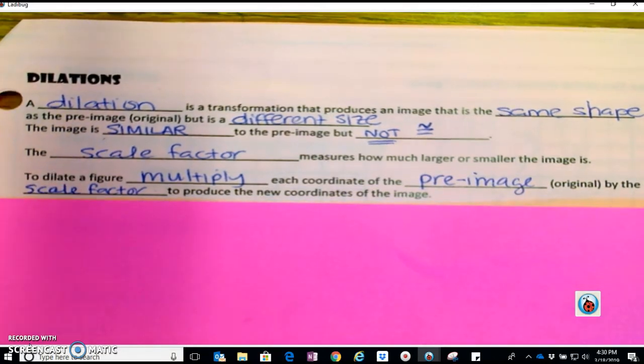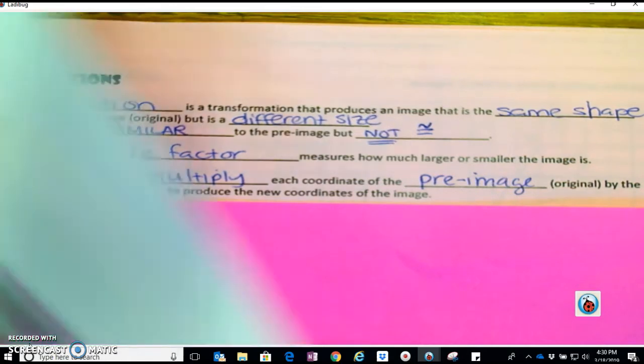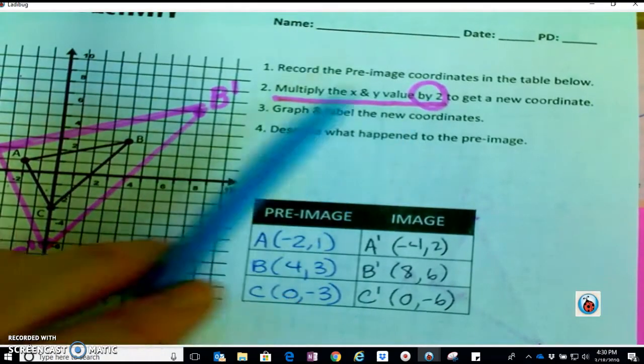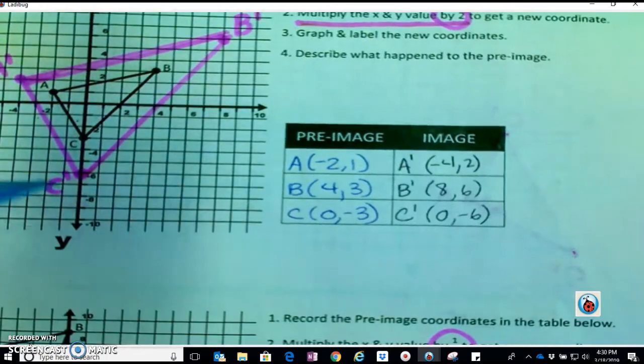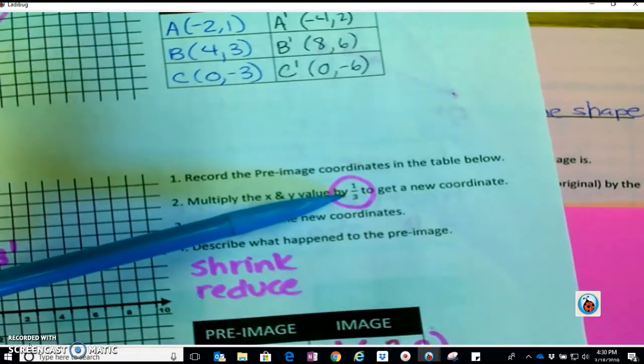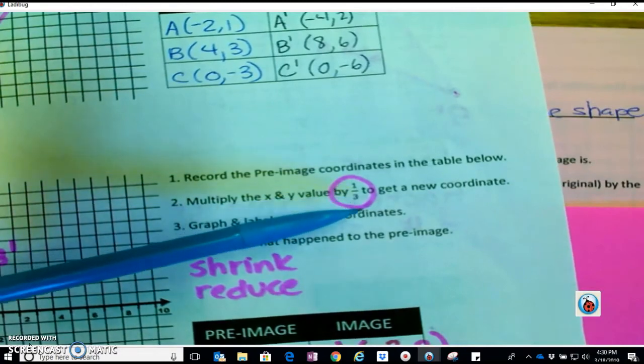And then in the activity, you saw that we were multiplying the coordinates by a certain number, and that was what's called our scale factor. We were basically saying, if I multiply it by 2, I'm going to double it. If I multiply it by 1, I'm keeping it exactly the same. If I'm multiplying by a fraction, I'm actually dividing and making it smaller.